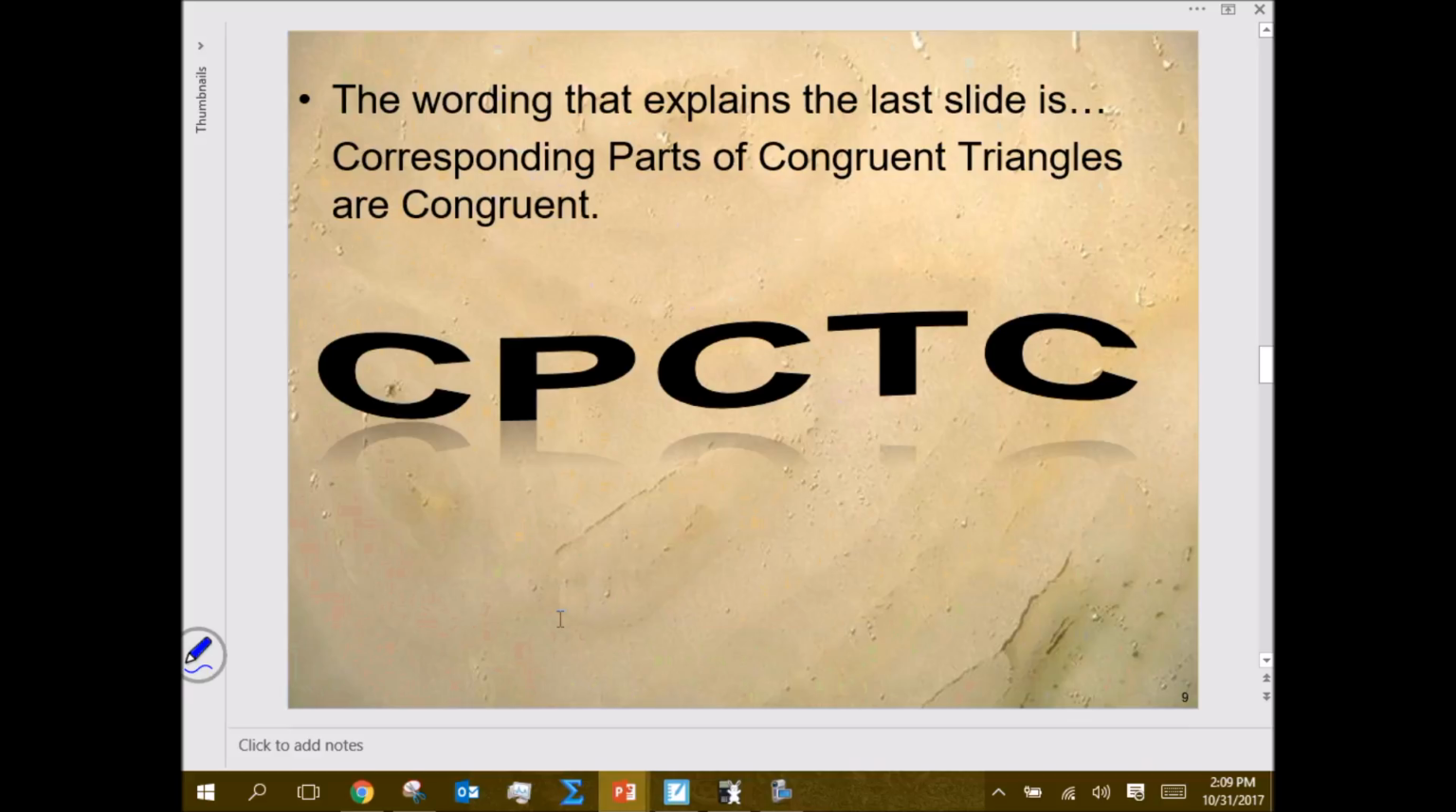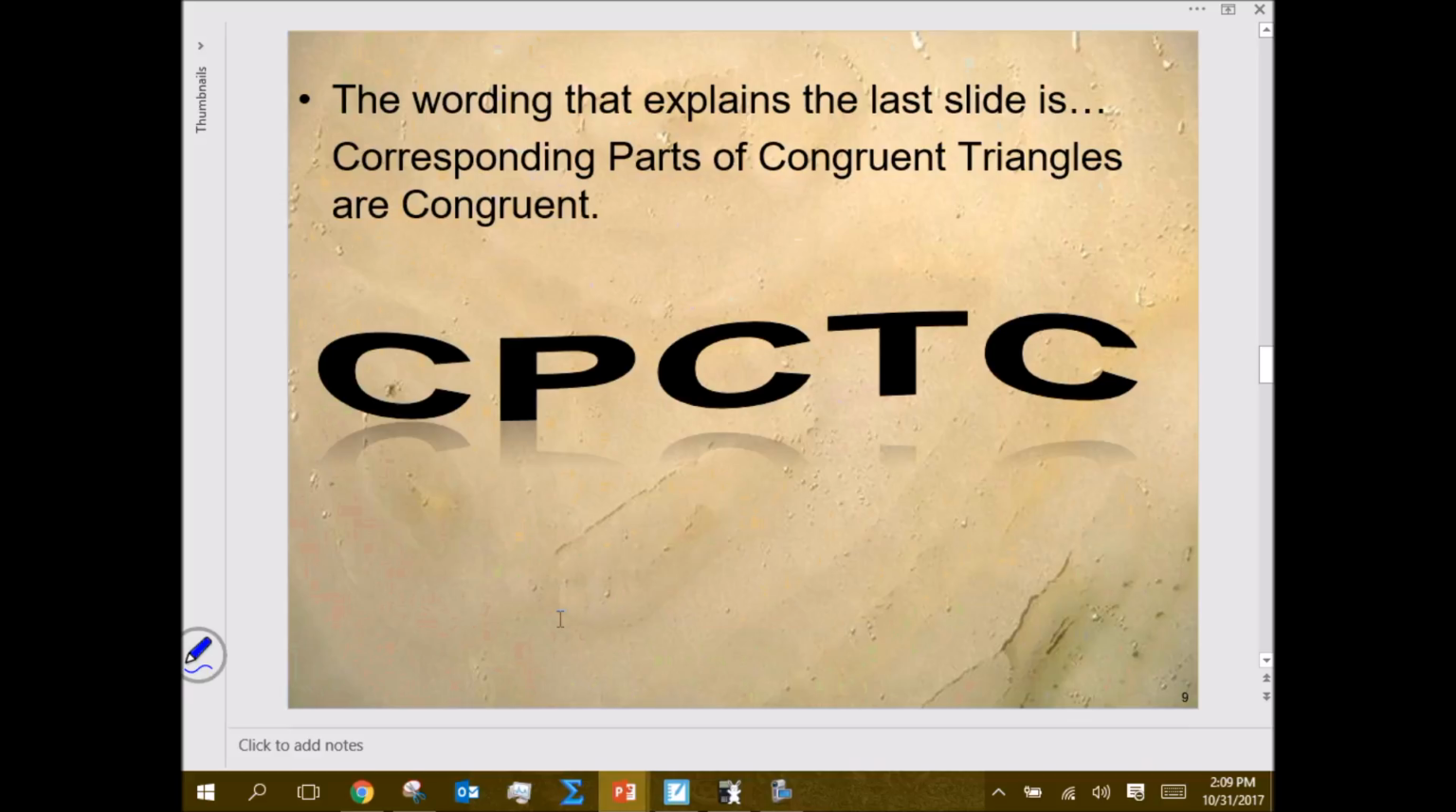Now, corresponding parts of congruent triangles are congruent. That's a mouthful, especially when you want to say it over and over in a class or write it out. You don't want to write that out. So use the acronym CPCTC. Okay? CPCTC. The only thing I want you to make sure of is that you understand that the C's don't represent the same word.